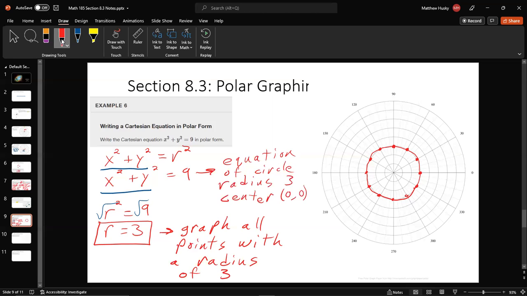And in polar form, it looks a lot simpler. It's just r equals 3, which means plot every point where the radius is 3. And in rectangular terms, that's the equation of a circle where the center is located at 0, 0. And so that's two different ways of describing the same thing.